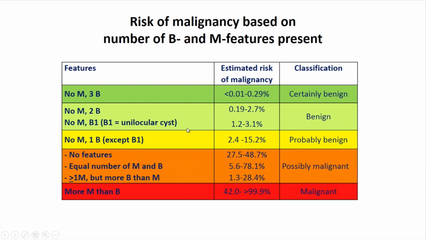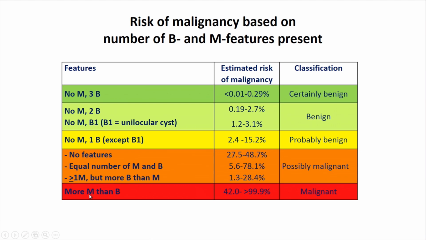If none of the 10 ultrasound features is present, or if there is an equal number of malignant and benign ultrasound features, or if there is at least 1 malignant ultrasound feature, but there are more benign than malignant ultrasound features, the risk of malignancy varies from 1.3% to 78.1%. Such a mass could be classified as possibly malignant.